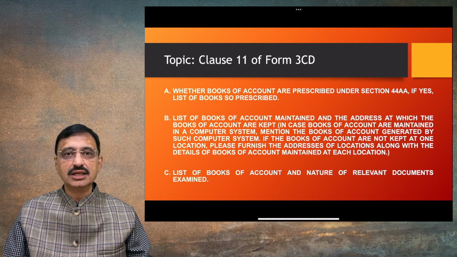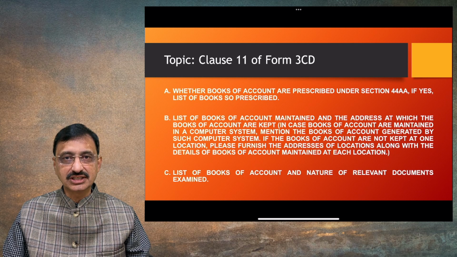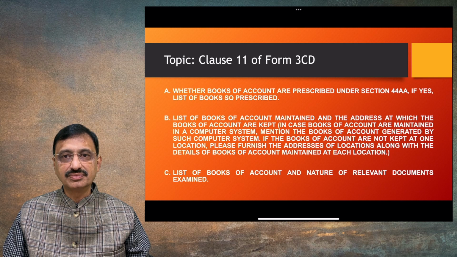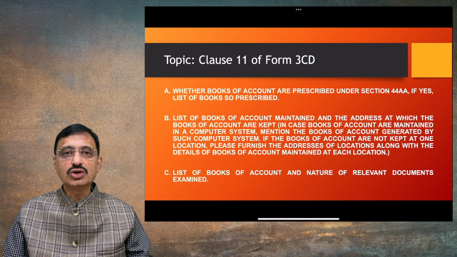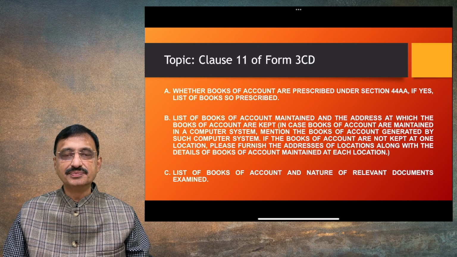Clause B. List of books of accounts maintained and the address at which the books of accounts are kept. In case books of accounts are maintained in a computer system, mention the books of account generated by such computer system. If the books of account are not kept at one location, please furnish the address of locations along with the details of books of accounts maintained at each location. Clause C. List of books of account and the nature of relevant documents examined.